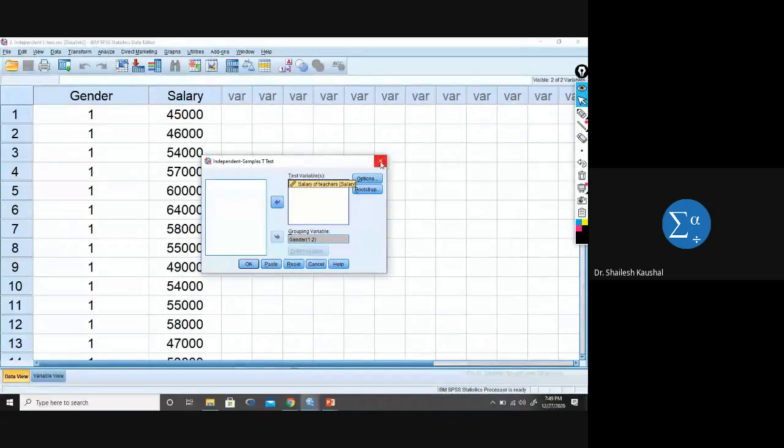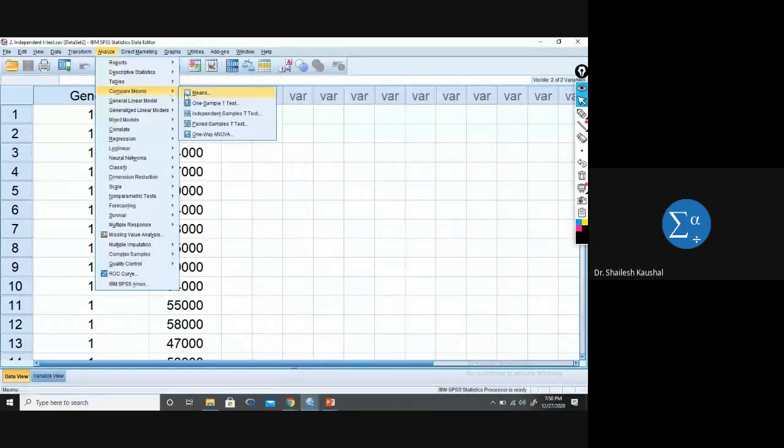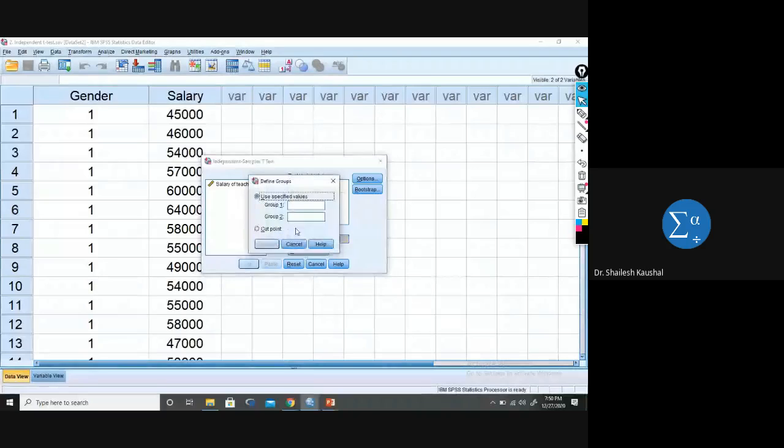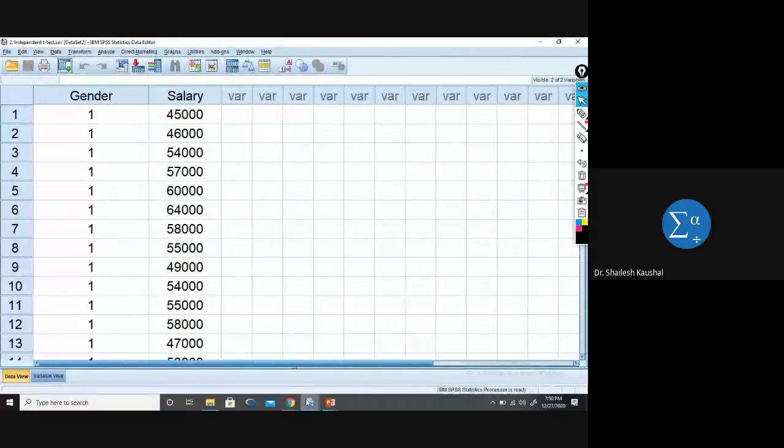So it is very simple to perform the independent sample t-test. I am performing it again. So analyze, compare means, independent sample t-test. And what is your gender? I am transferring the grouping variable, define group, group 1. There are two categories, one for male and two for female. And then continue, salary of teacher here, and then okay. Now what is my result? This is my result.